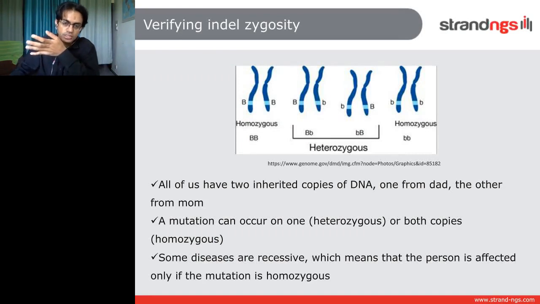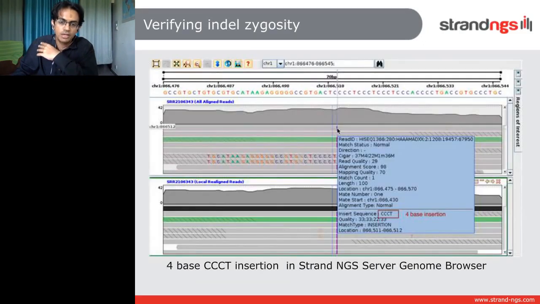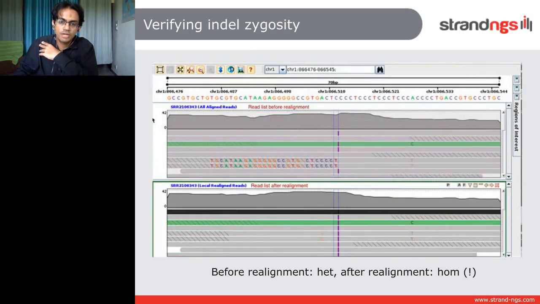So for instance, you see here in this read list, this purple mutation is colored purple because it's a mutation. Otherwise, normal non-mutated reads are colored gray. So you see that on top, before realignment, you actually have about half the reads supporting the mutation, which might lead one to conclude that this is only occurring on one of the two copies, not both.